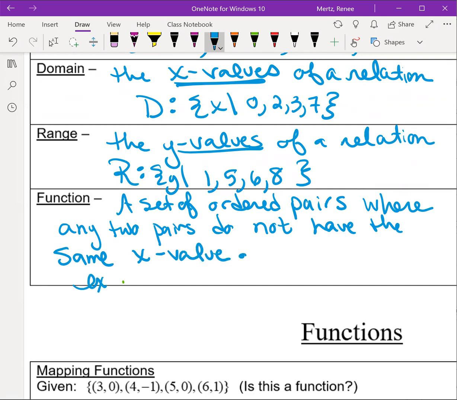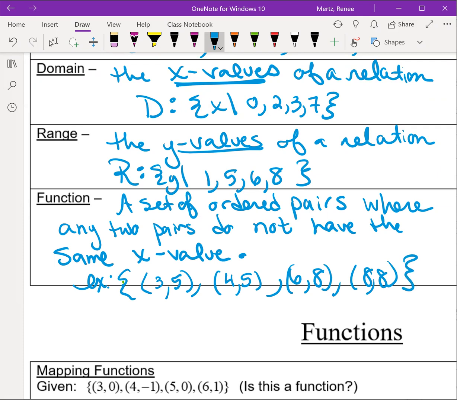So let's make an example of what that might look like. We could go with (3, 5), (4, 5), (6, 8), and (8, 8). So x values do not repeat, but the y values do, which is fine. To be a function, no x values repeat. That's the big deal, or no domains.